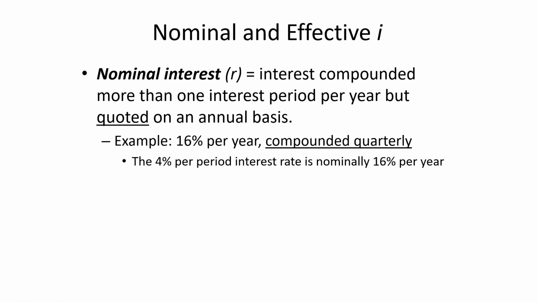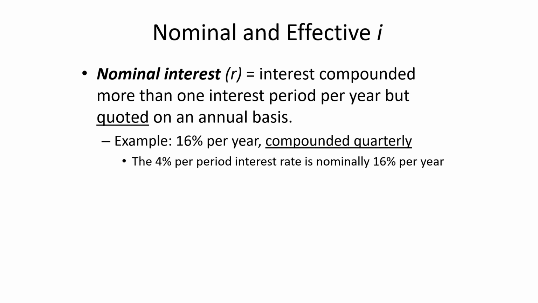Let's say that you've got some quoted interest rate of 16% per year. So a lender is saying, our interest rate that you have to pay is 16% per year. But then they follow it up by saying the interest is compounded quarterly. That would mean every 3 months they do the tally of what you owe. And so the next quarter, you're going to have to pay interest not only on the principal, but on the previous interest that's accumulated in the prior quarter.